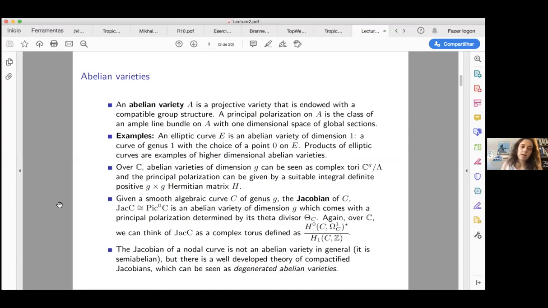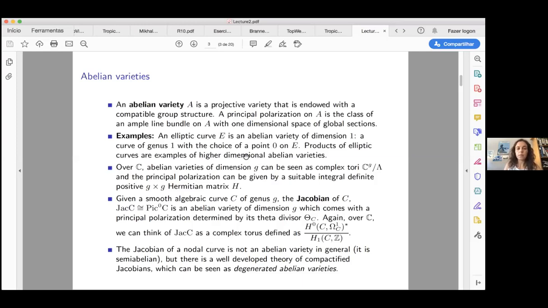An abelian variety, let me remind you, is just a projective variety endowed with a compatible group structure, where the operations are morphisms. We say that it's principally polarized if there is a class of an ample line bundle with a one-dimensional space of global sections that we choose. For instance, elliptic curves are abelian varieties of dimension 1. If you want to think of abelian varieties of higher dimensions, just think of products of elliptic curves, for instance.